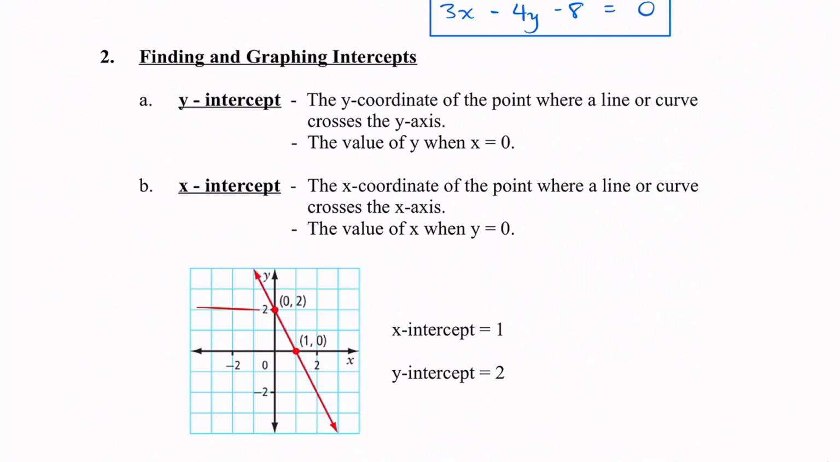So I'm just going to label those. This one right here, that is the y-intercept. And for short form, a lot of the time we just put y and then int. And then this one right here, that is our x-intercept.